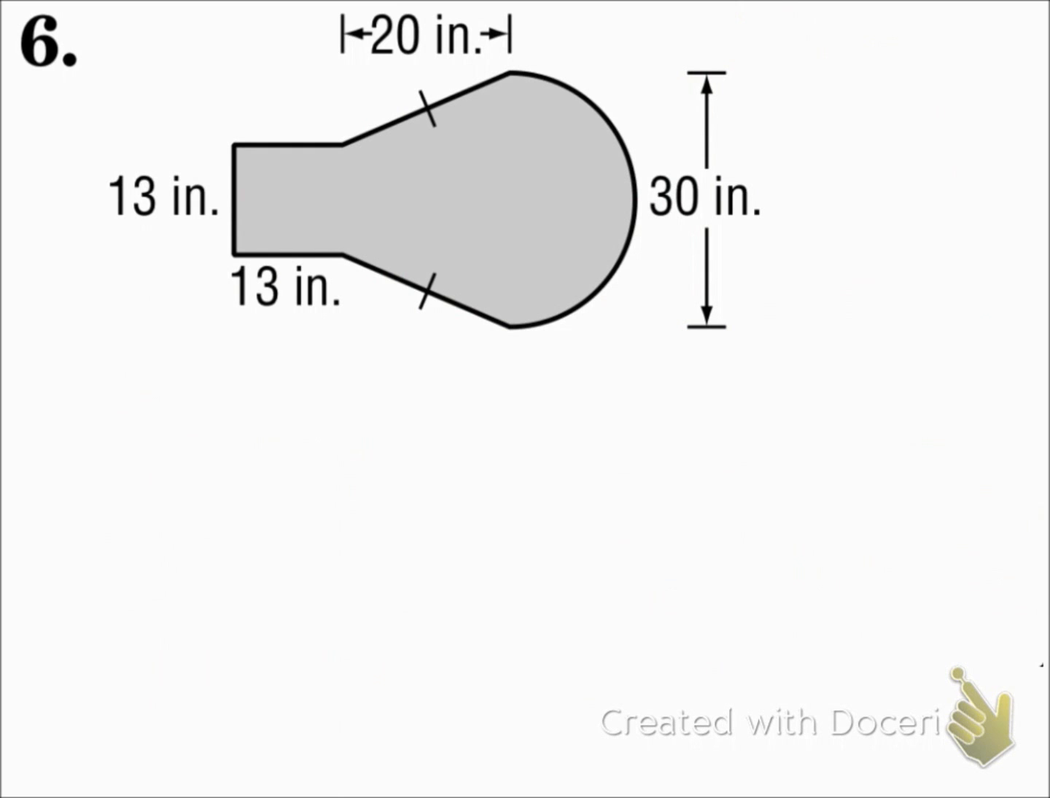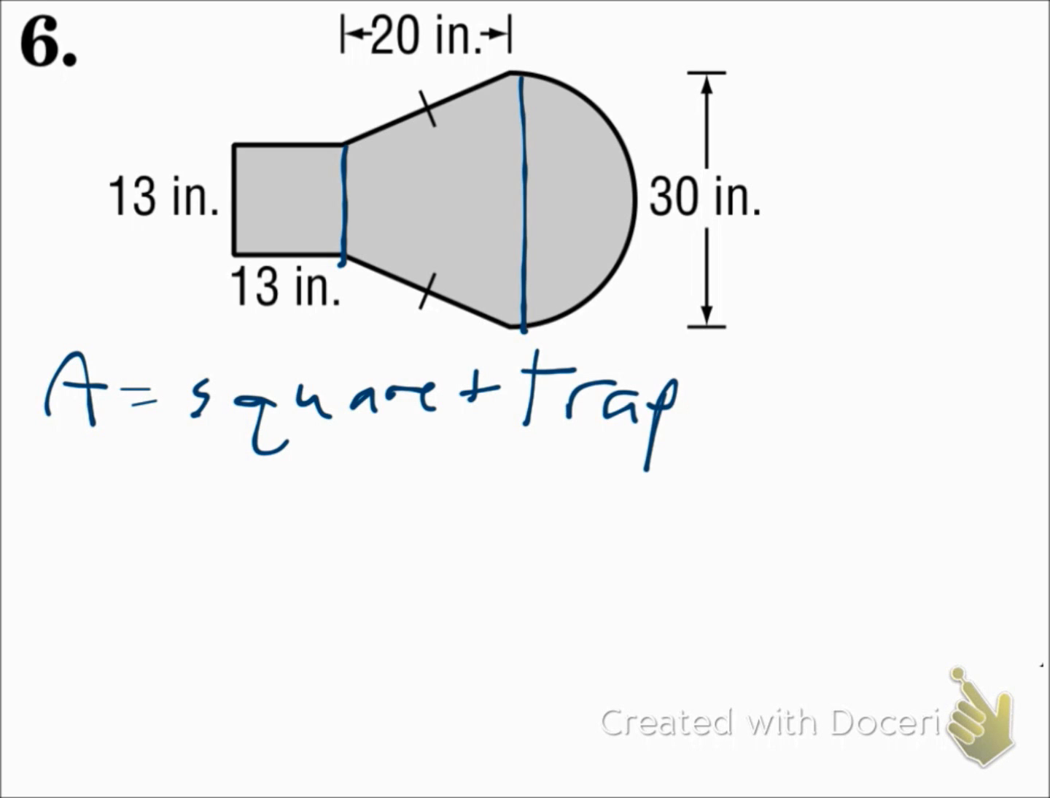For number 6, I have a composite figure that I'll just divide into different shapes and add up the areas of each one. Well, I see the curve over here, which means I'm going to have a semicircle, which I can divide. And I also have a piece over on the left and a piece in the middle that I can see will be divided right there. So really what I have is a square, plus in the middle I have a trapezoid, and on the right I have a semicircle. So I can add up the areas of each one.